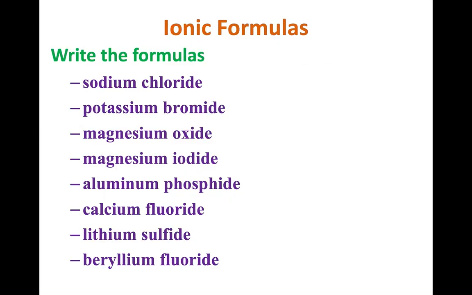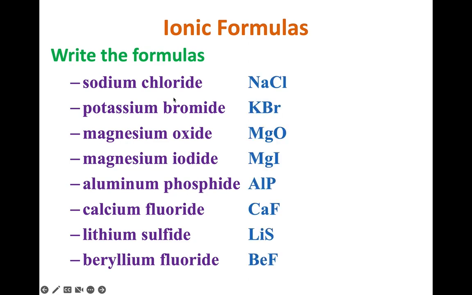Okay, let me just give you a little choice here. So we have a bunch of names here. Sodium chloride, potassium bromide, magnesium oxide, they are all a metal and a nonmetal. So the first one, sodium chloride, NaCl. The second one, KBr, magnesium oxide, MgO, magnesium iodide, MgI2, aluminum phosphide, AlP, calcium fluoride, CaF2, lithium sulfide, Li2S, and beryllium fluoride, BeF2.